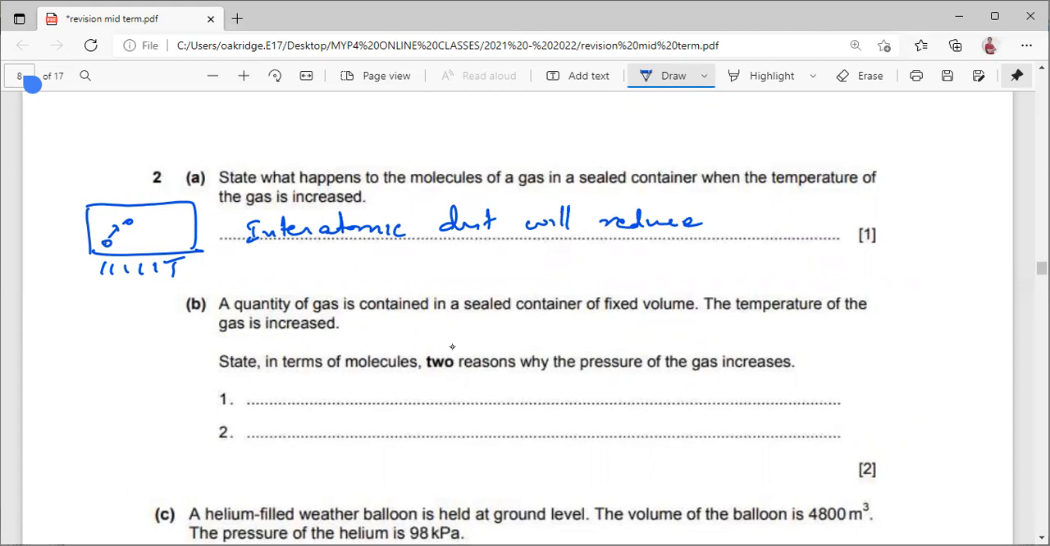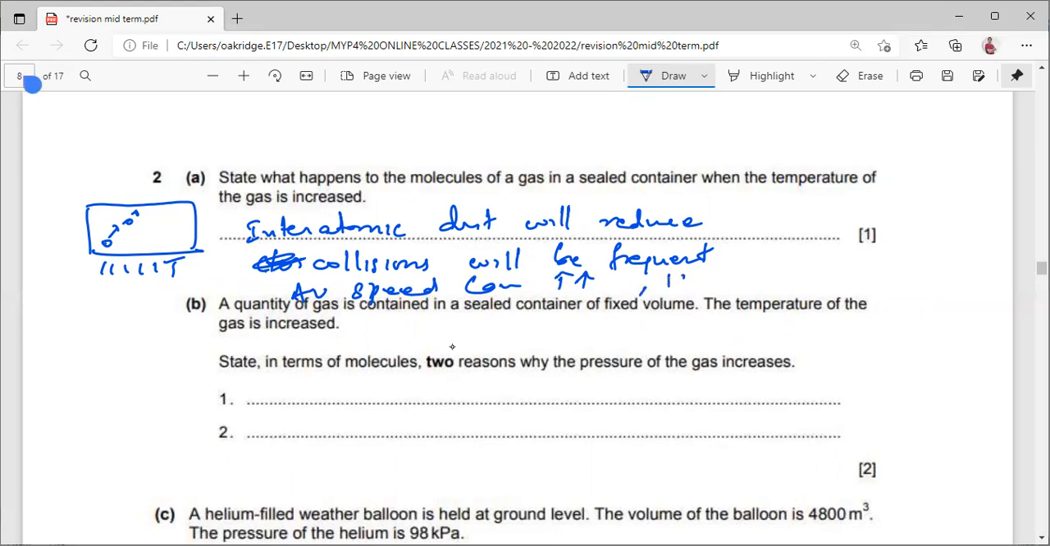right? Which means, let us say this molecule and this molecule were initially much farther away. Now they become much closer. And as a result of it, what can happen? Collisions will be frequent. Right? And when collisions are frequent, then what can happen? Average speed can increase. When average speed can increase, what can happen? Half mv square can increase. What is half mv square? Kinetic energy. The average kinetic energy will increase.